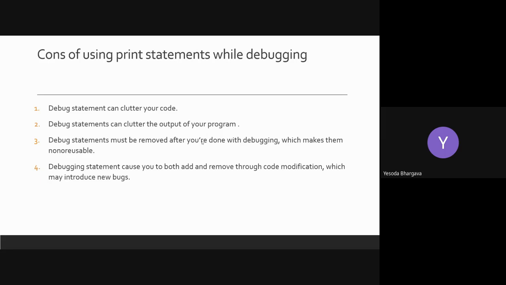The second thing is that debugging statements can cause you to both add and remove code through modification, which may introduce new bugs. There is something called software entropy. I will explain that to you later in detail in software testing. When we work too much on modifying a code, we end up destabilizing that code. That increases the chaos inside a particular code, and that can lead to the introduction of new bugs.